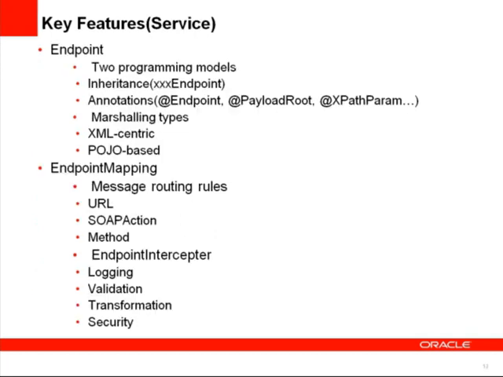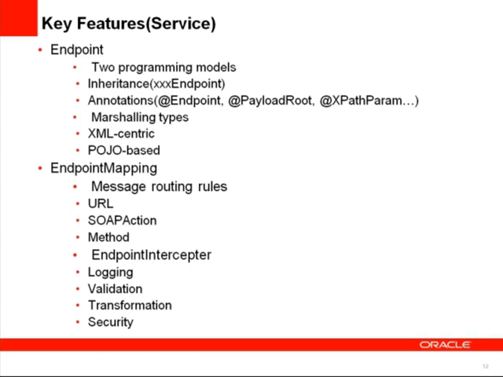Let's drill down to details on how to create your services and clients. On the service side, you will create an endpoint first. You can choose to use one of the existing abstract classes that provides most of the plumbing work for you, or you can use the endpoint annotation directly and create an endpoint class from scratch. You can specify the marshalling types and other parameters. And again, it is very much XML-centric. You will be dealing with XML payload directly, and the endpoint itself will be a POJO.